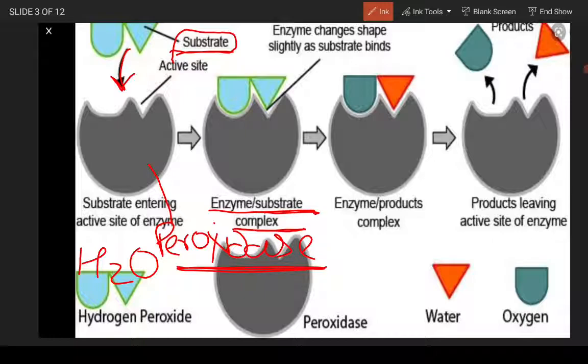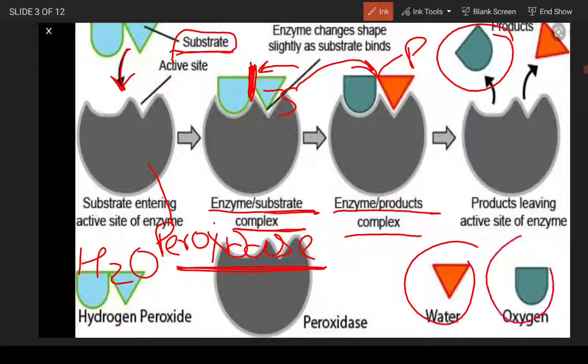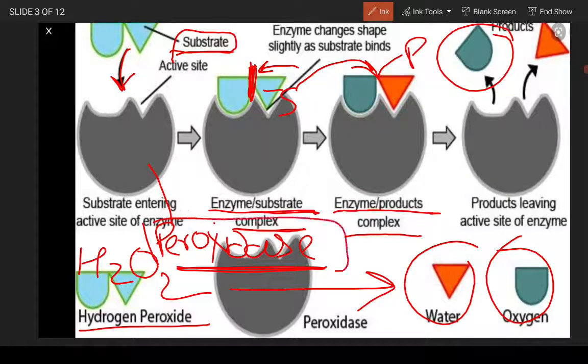In the next step, what happens? The bonds within the substrate are broken and new bonds are formed, and thus the substrate is now converted into products. Now an enzyme-product complex has been formed, and these products are water and oxygen. So H2O2, the hydrogen peroxide, is converted to H2O and O2, which is water and oxygen, by the enzyme known as peroxidase.